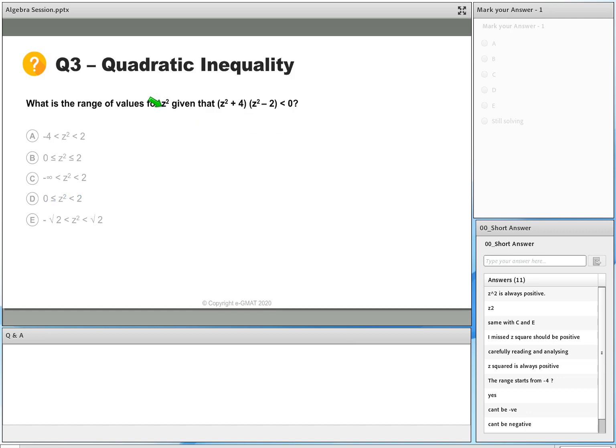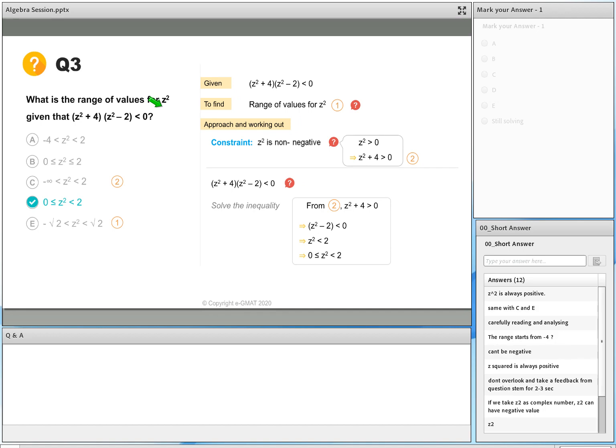I'm going to take you to the next question now, question number 4. Don't overlook, take feedback for 2-3 seconds. Yes, attention to detail is the biggest takeaway. I'm glad you people realize how easy it is to miss detail. Even though you might be good with quant, it's easy to miss stuff.